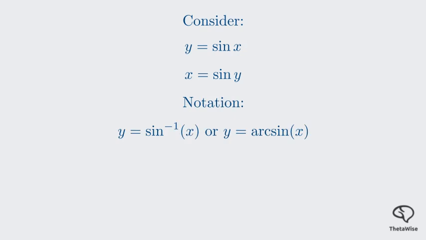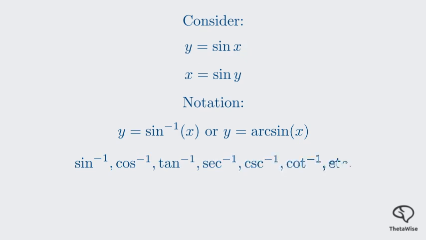We write y equals sin inverse of x, or sometimes y equals arcsine of x. These two notations, sin inverse of x and arcsine of x, mean exactly the same thing. You'll typically find the sin inverse button on your calculator. Similarly, we have inverse functions for all 6 trigonometric ratios. These are cosine inverse, tangent inverse, secant inverse, cosecant inverse, and cotangent inverse. They all follow the same principle of reversing the original trigonometric function.